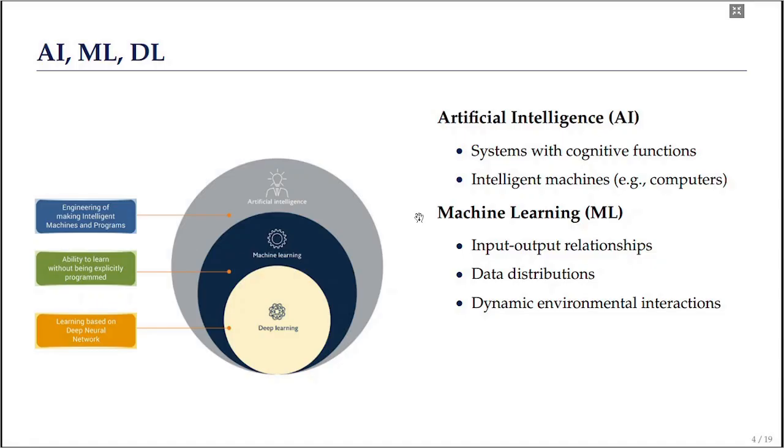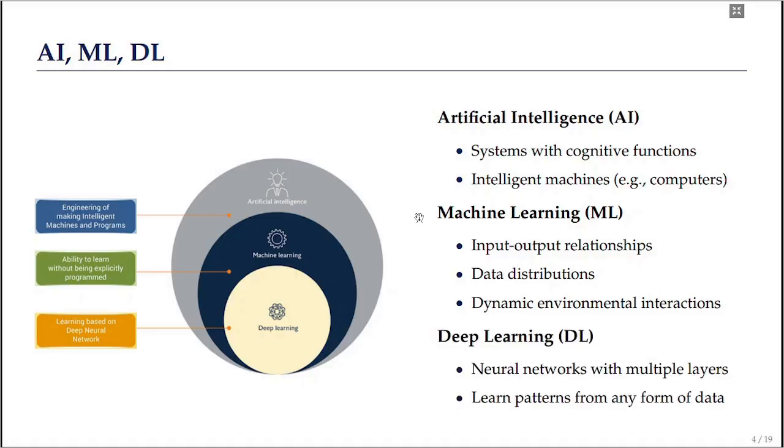And under machine learning, there is another subcomponent called deep learning. And like machine learning, it's a method of learning based on neural networks having multiple layers. So deep learning can learn patterns almost from any form of data, including text, image, video, audio, and so on.